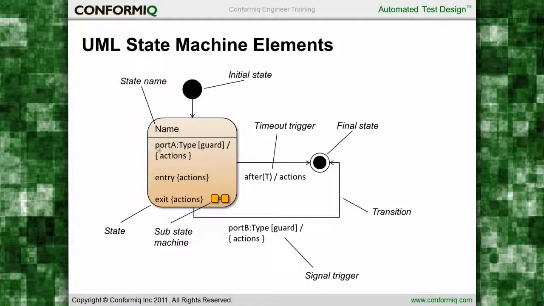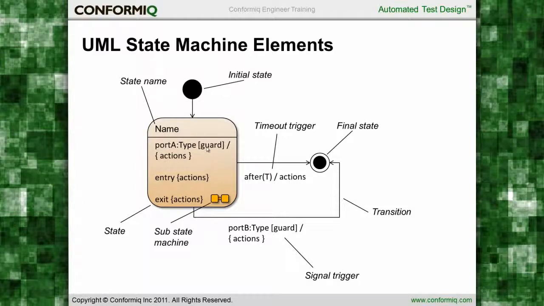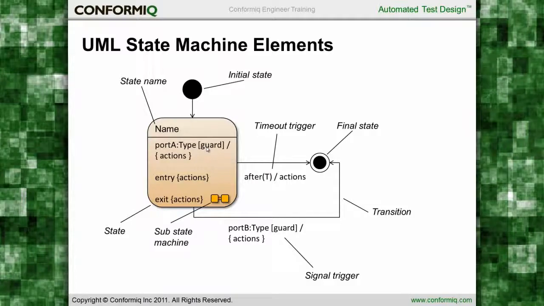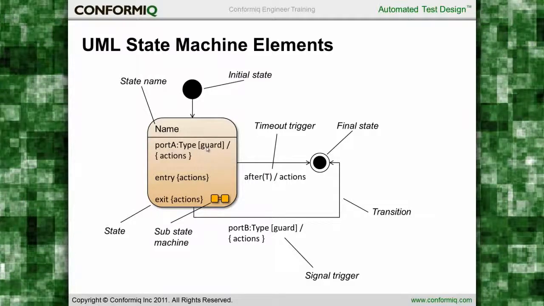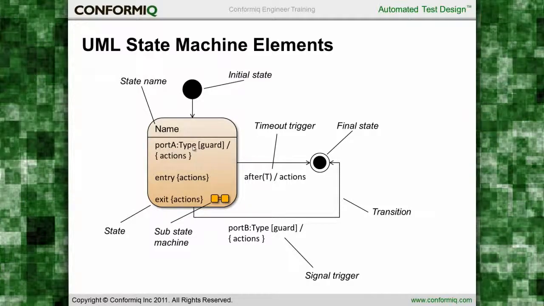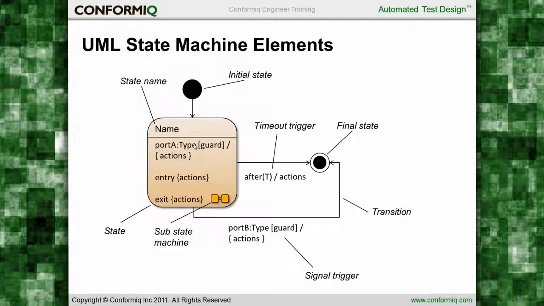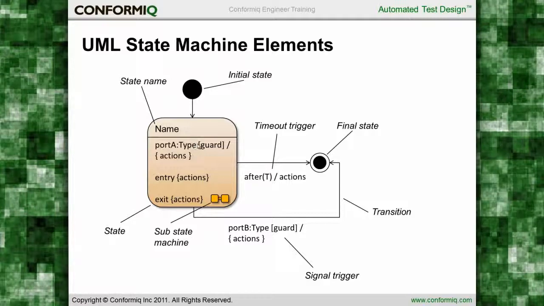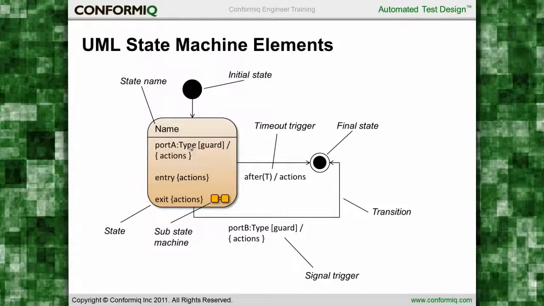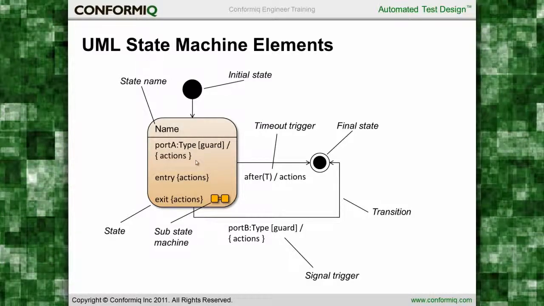This transition here is a special internal transition, which means that when this transition is executed, there is no state change in this state machine. So the execution remains in this very same state. It just executes the actions in the transition.